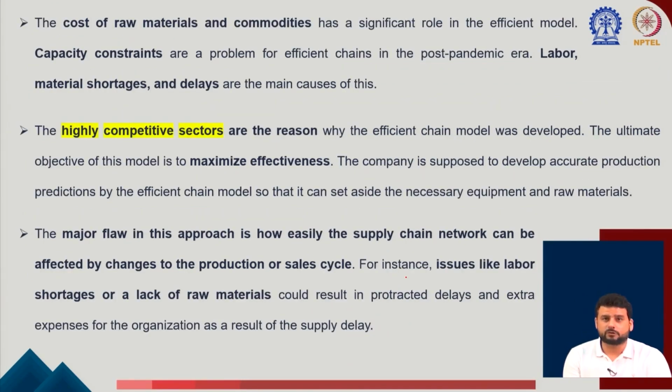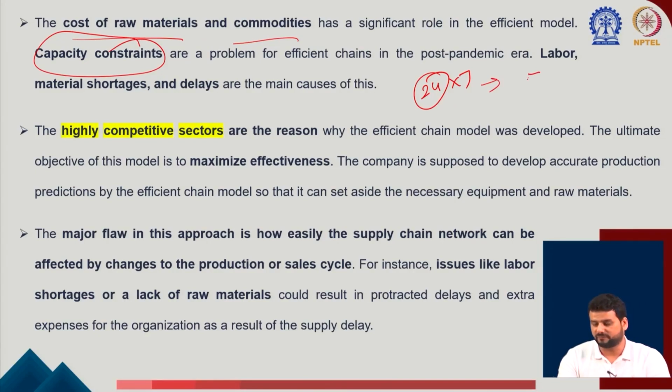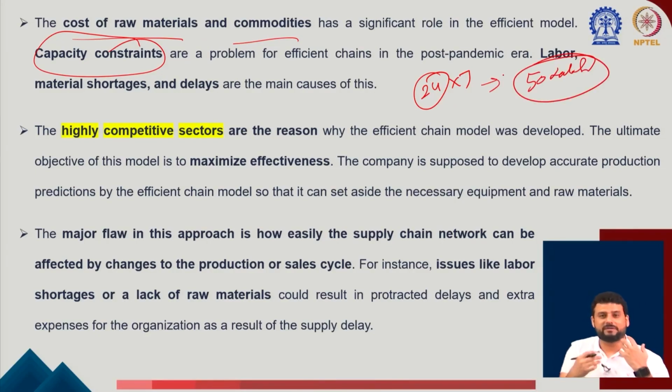Obviously there are challenges to the efficient model, because you cannot change the cost of the raw material and commodities whatever you are using, and then capacity constraints are also there. Maybe 24 hours into 7 you are running your plant, even then you cannot manufacture more than 50 lakh units. So then how can you deal with that capacity constraint? Shall we come up with a new machine or new plant? Then again, can we utilize the full capacity of the new machine, right? And some other challenges, labor shortage and delays are there, right?